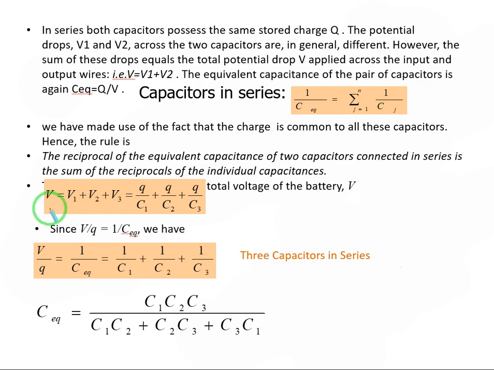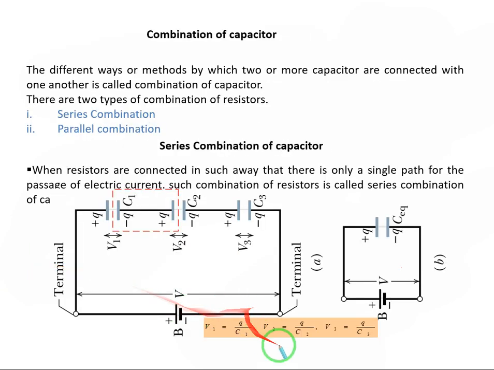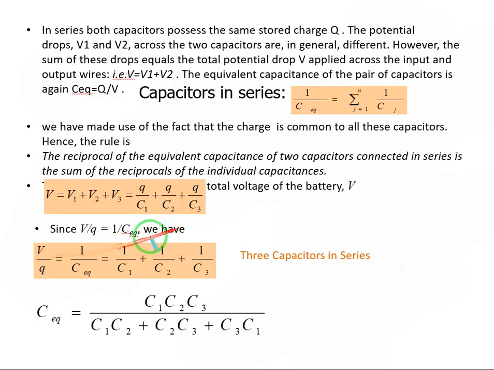make the sum of all the voltages, because in a series combination voltage is going to be changed. So V is equal to V1 plus V2 plus V3, and for V1 we have Q divided by C1, for V2 we have Q divided by C2, and V3 is equal to Q divided by C3. So Q divided by C1 plus Q divided by C2 plus Q divided by C3. So what is going to be constant?